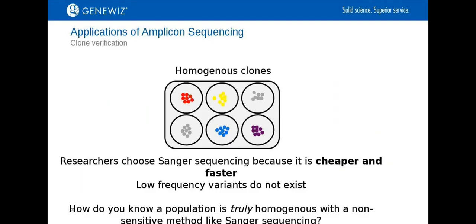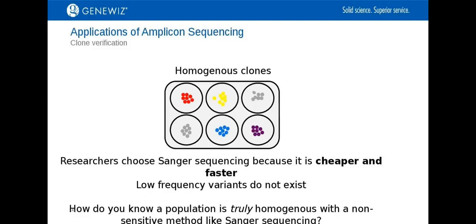Okay, first, to screen genome editing clones, many researchers choose Sanger sequencing. So why do they do this? This is because they presume their clones are homogeneous. What that means is all cells have the same mutation or lack thereof. This is a very cheap and fast way to screen clones.